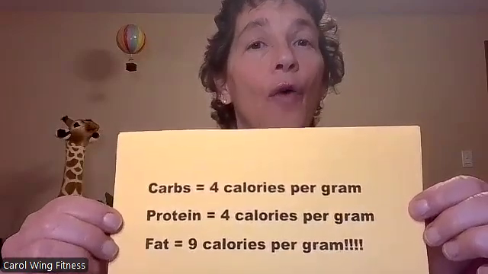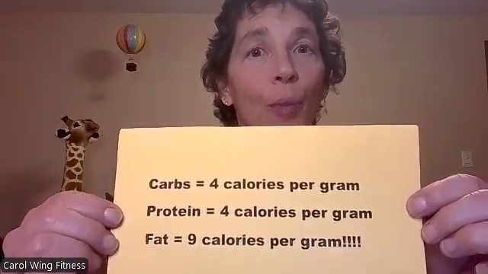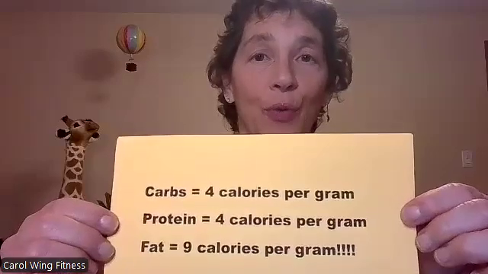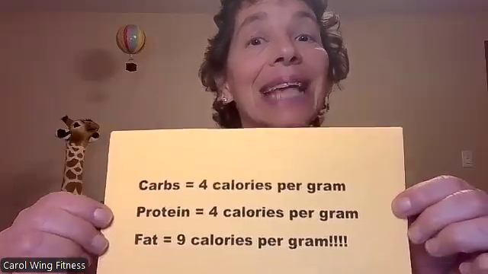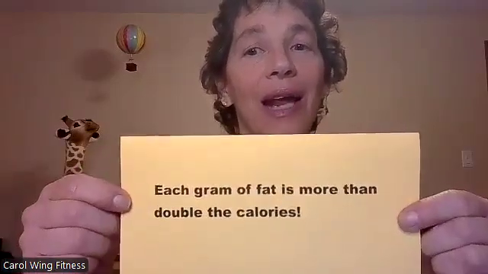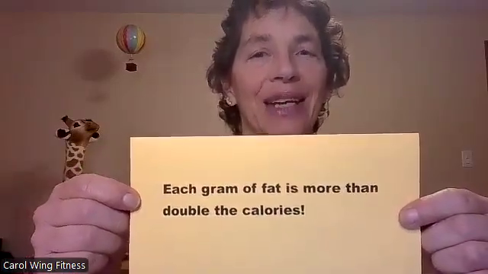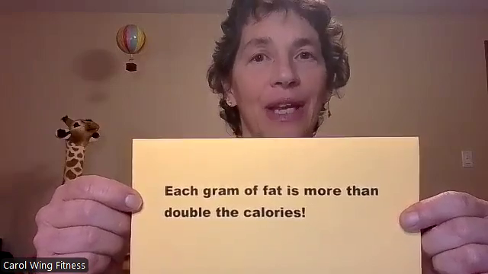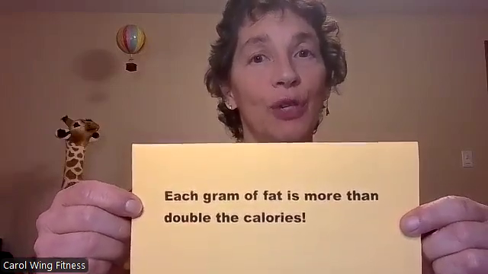carbohydrates have 4 calories per gram, protein has 4 calories per gram, but fat has 9 calories per gram. So what that means is each gram of fat is more than double the amount of calories of a gram of protein or carbohydrates. So you need to know that when you look at foods.